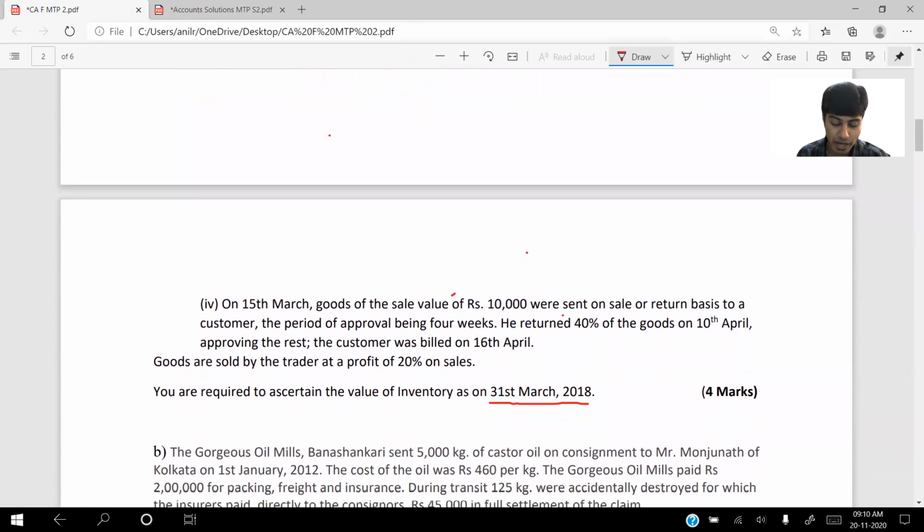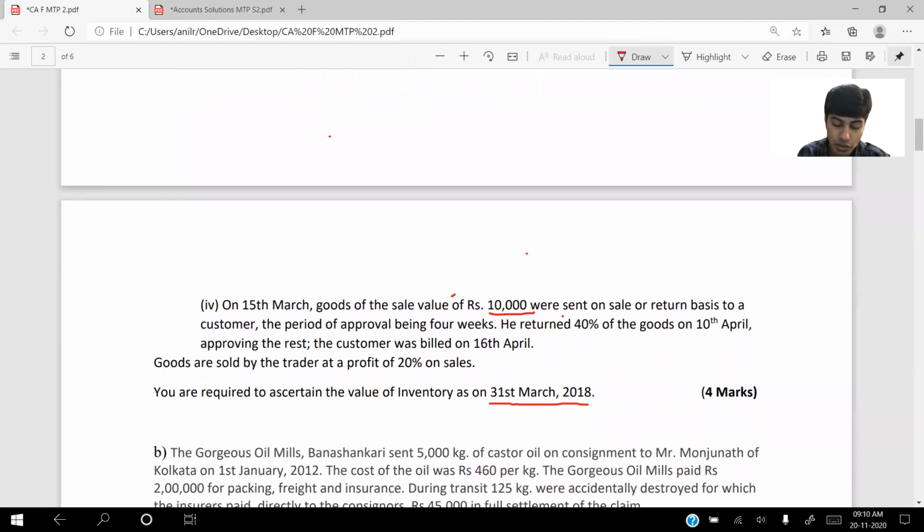On 15th of March, goods of sale value rupees 10,000 were sent on sale or return basis. It is only sent, not sold. So this 10,000 belongs to me. Does it belong to someone else? No, it belongs to me. What have I done? I've sent, I've not sold. If it is sold, it is a different case. If it is sent, that guy has an option to return. You get that? So this is only a change in the possession.